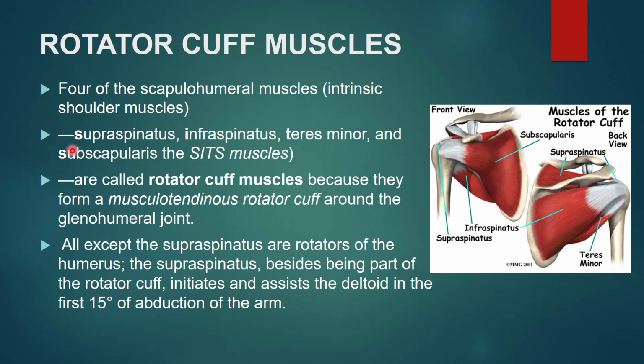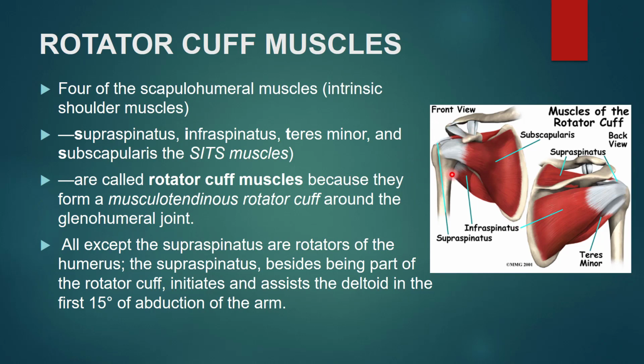Can you see here the first letter of each muscle? S from supraspinatus, I from infraspinatus, T from teres minor, and again S from subscapularis, which means SITS muscles. So the first letter of every muscle is taken and they constitute the SITS muscles: supraspinatus, infraspinatus, teres minor, and subscapularis. They are named rotator cuff muscles because they form a musculotendinous rotator cuff around the shoulder joint.